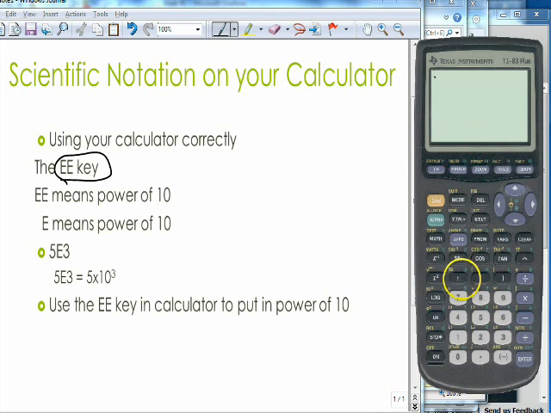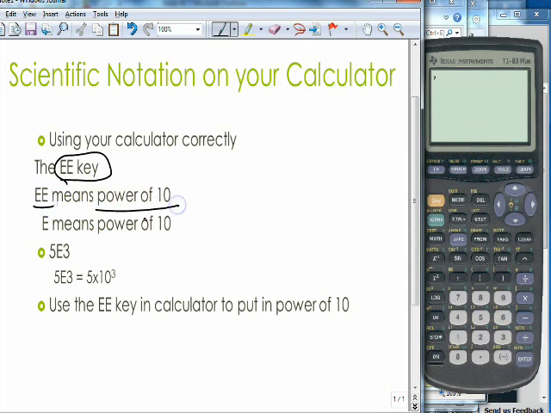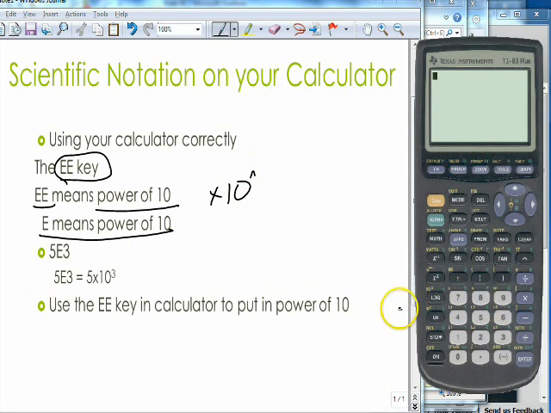Now I have a TI-85 where it's the second function, but here is a double E key. Double E in calculator talk just means a power of 10, or times 10 to some power. Now you might have E or double E. Okay, so let's try putting that on our calculator.